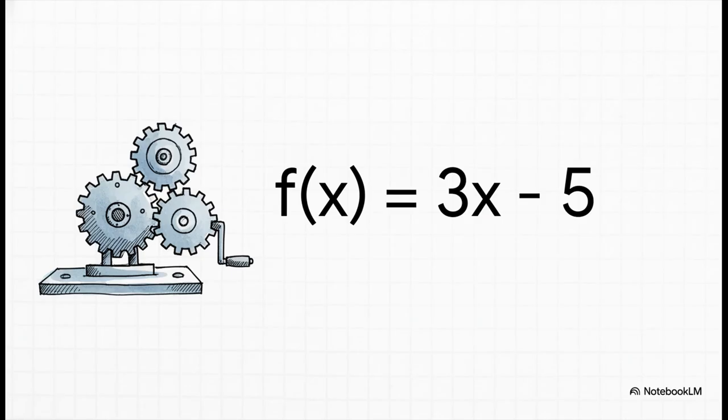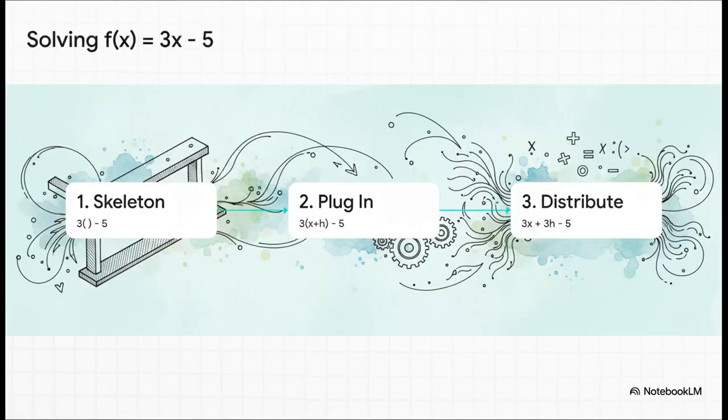Let's see this process in action. We'll start with a nice, simple linear function. It's a great way to build some confidence and see just how clean this method really is. So, given f of x equals 3x minus 5, our job is to find f of x plus h. Okay, let's walk through it. Step 1, the skeleton is just 3 times parentheses minus 5. Easy. Step 2, we plug in the x plus h.